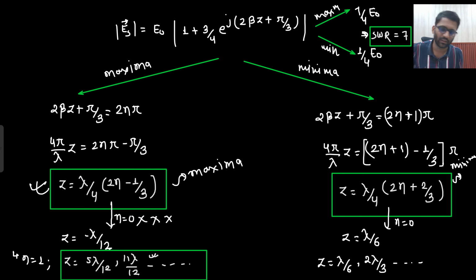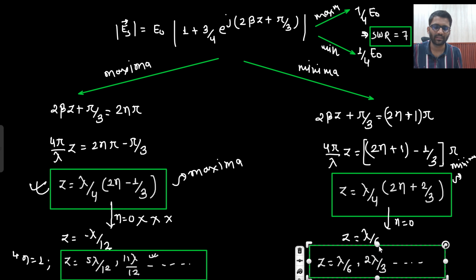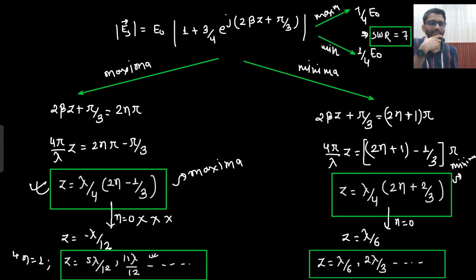2 lambda by 3, in that manner we will go. Lambda by 6, 2 lambda by 3, in that manner we will go. Now what do you think what will happen at z equals to 0? At z equals to 0, you are neither having maxima nor minima. What are you having at z equals to 0? Put z equals to 0 here.